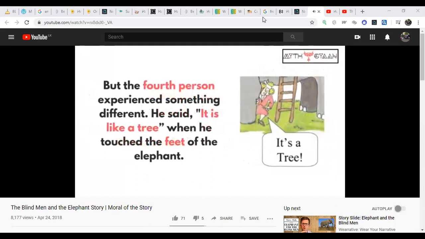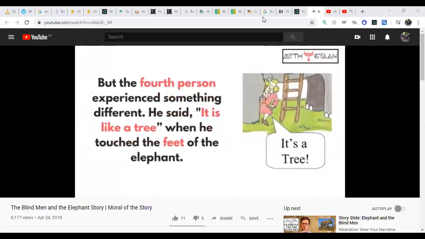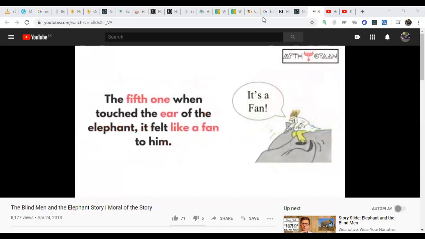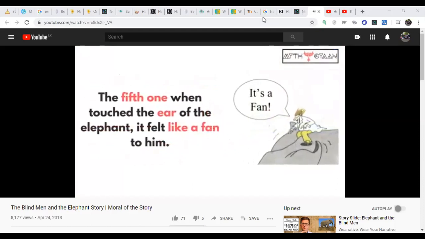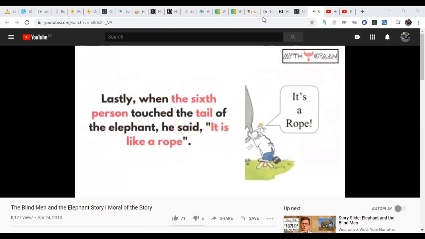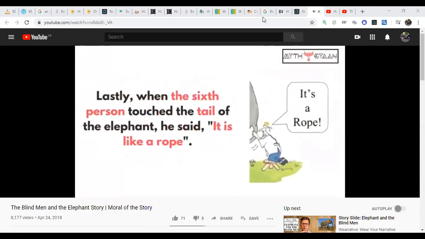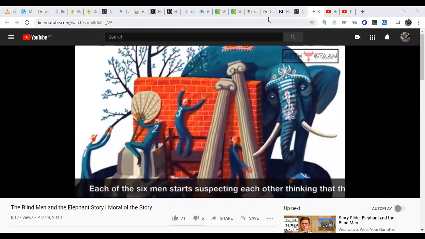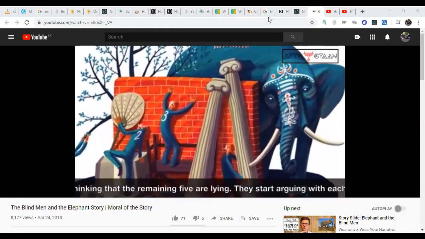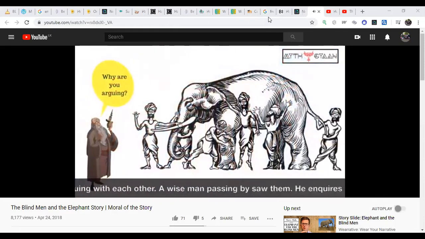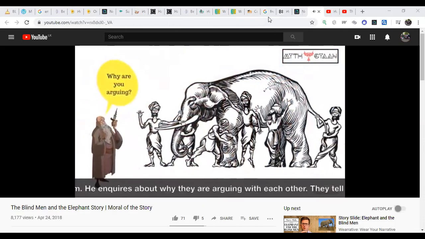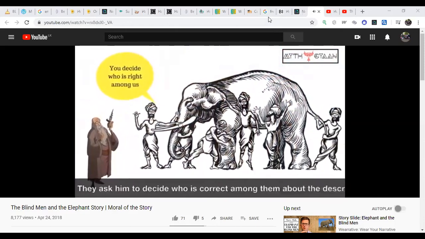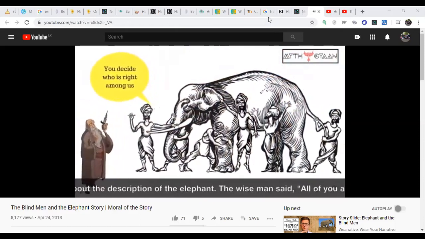But the fourth person experienced something different. He said, "It is like a tree," when he touched the feet of the elephant. The fifth one when touched the ear of the elephant, it felt like a fan to him. Lastly, when the sixth person touched the tail of the elephant, he said, "It is like a robe." Each of the 6 men starts suspecting each other, thinking that the remaining 5 are lying. They start arguing with each other. A wise man passing by saw them. He inquires about why they are arguing with each other. They tell him what they think about the elephant. They ask him to decide who is correct among them about the description of the elephant.